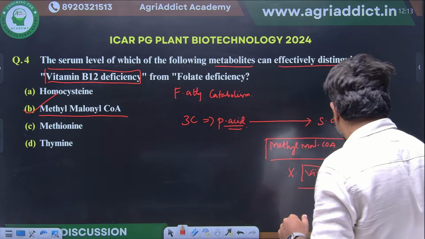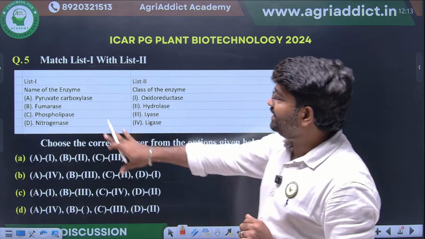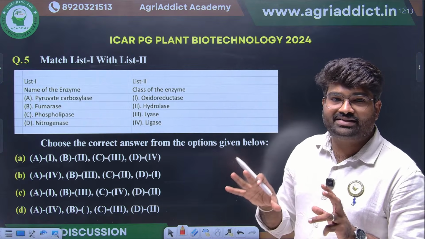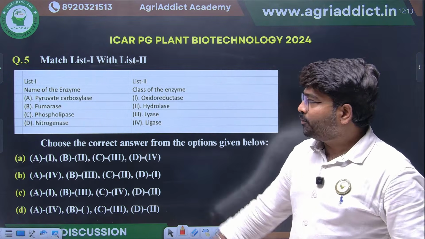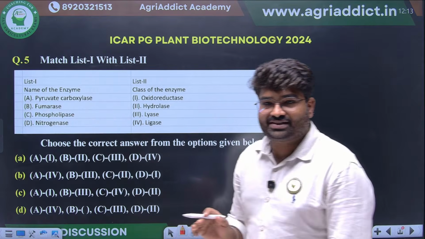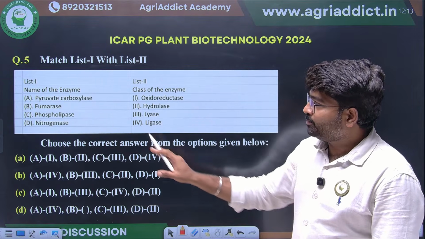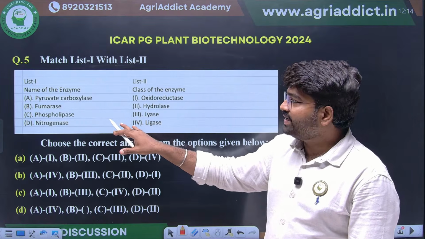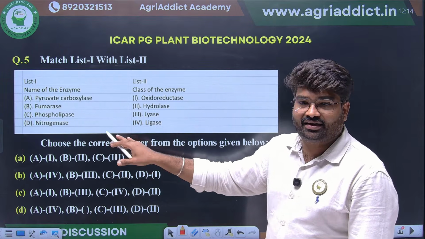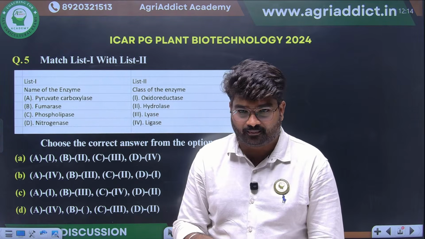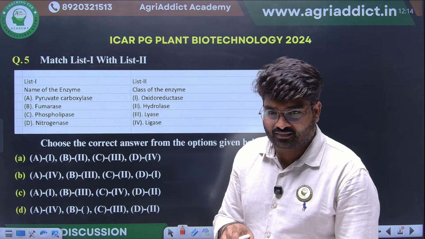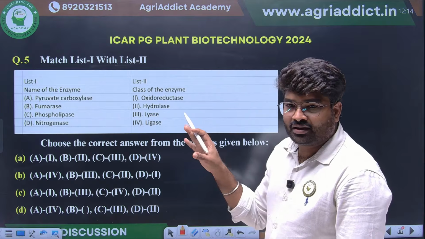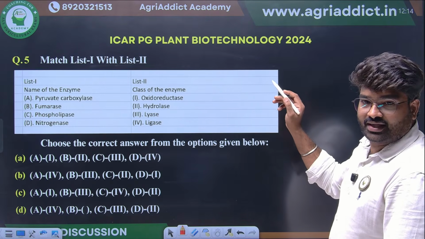Clear? Next, they have given different enzymes and asked what are the classes of enzyme. This we have already seen in our enzymology class. Pyruvate carboxylase. Any guesses, students? What will be the answer? Pyruvate carboxylase, what class will it come under? Fumarase, phospholipase and nitrogenase, what classes will they come under? Any guess? This we have already discussed.